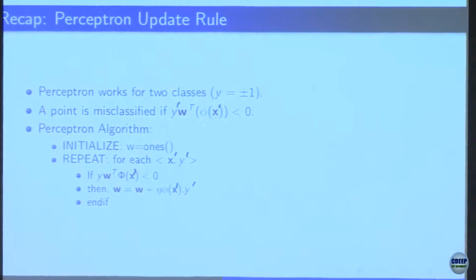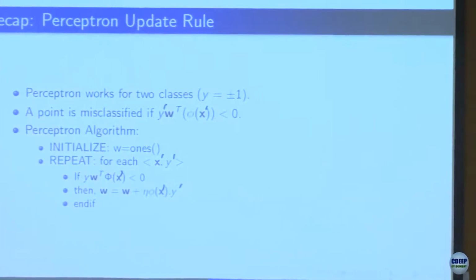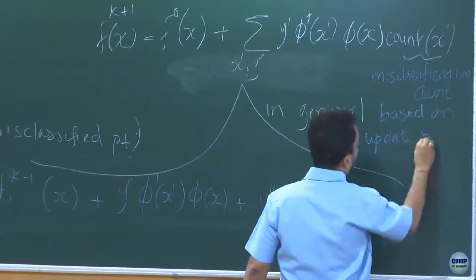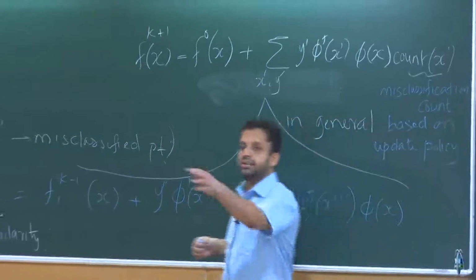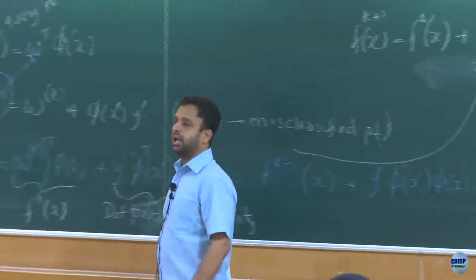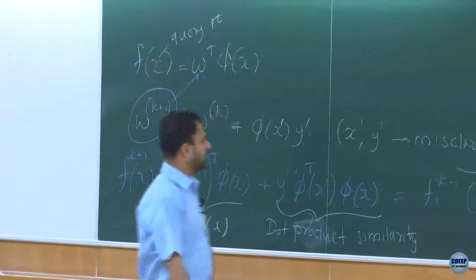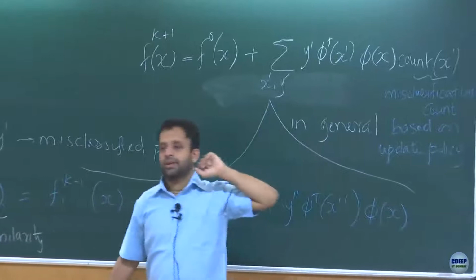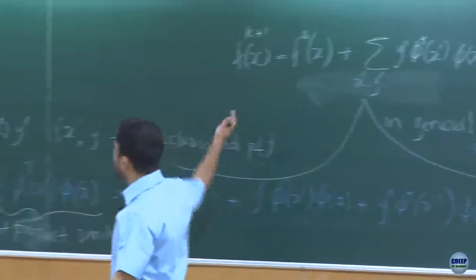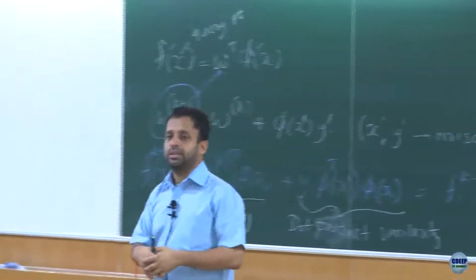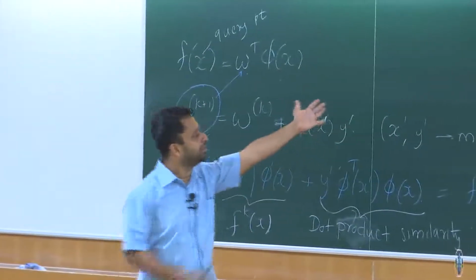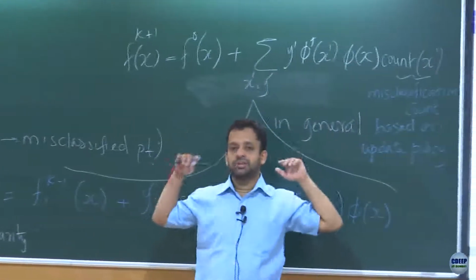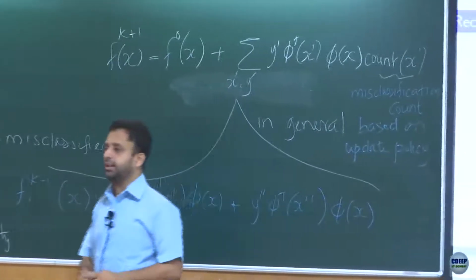And just to again, misclassification count based on update policy, right? That is your point. But what I want to draw your attention to is this dot product. Now with this dot product, the function is only in terms of dot products. I can actually get rid of the phi and call it some k, also denoting kernel.